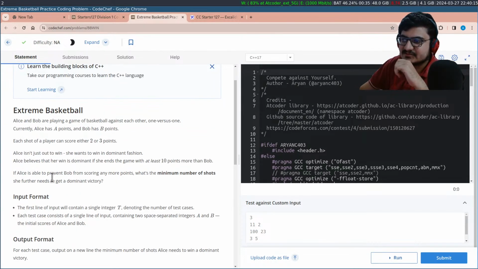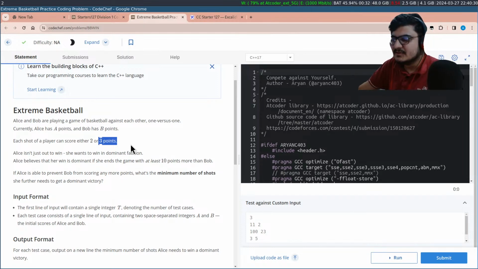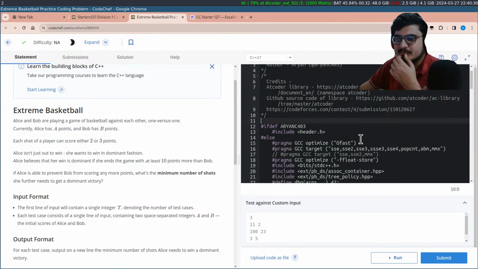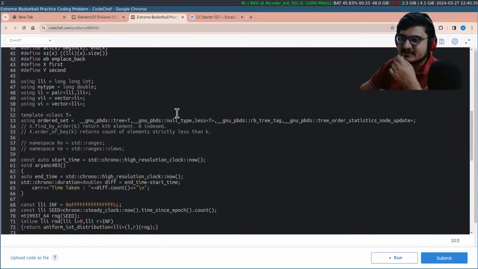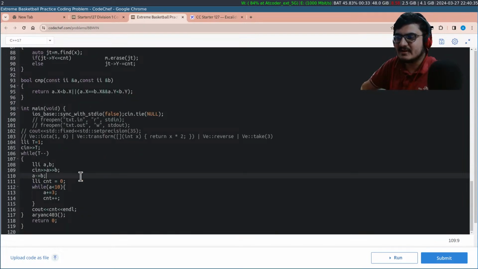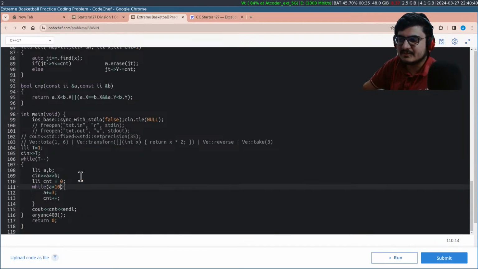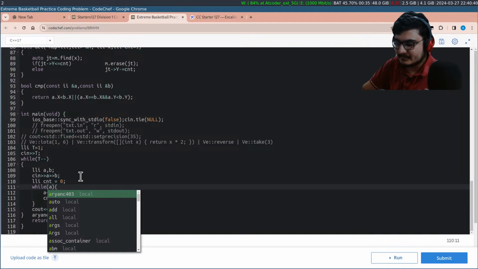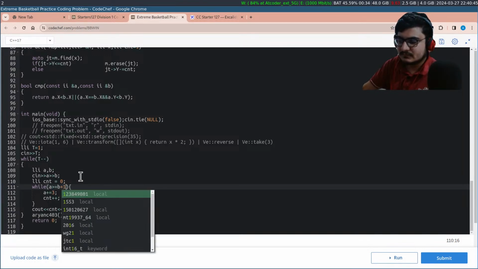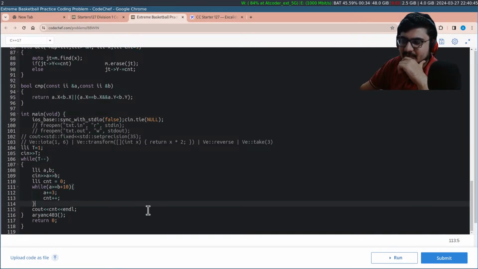The idea is since Alice has prevented Bob from scoring any more points, the number of points for Bob is fixed. And during each shot, a player can score 2 or 3 points. Because you want to minimize the number of shots, it's always ideal that Alice gets 3 points on all the remaining shots. What we can do is run a for loop and keep adding 3 points until Alice's score becomes more than Bob's. And this should solve our problem.